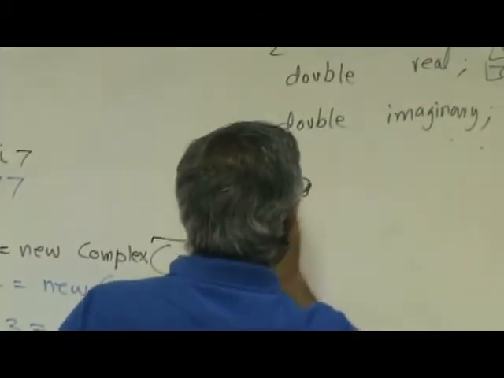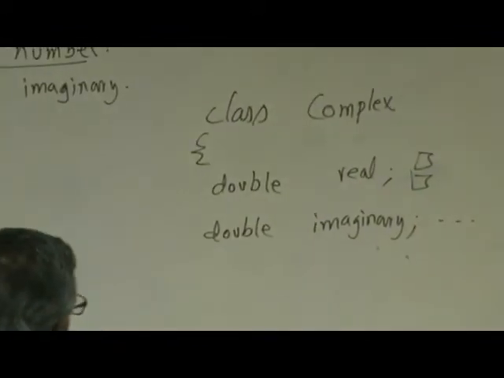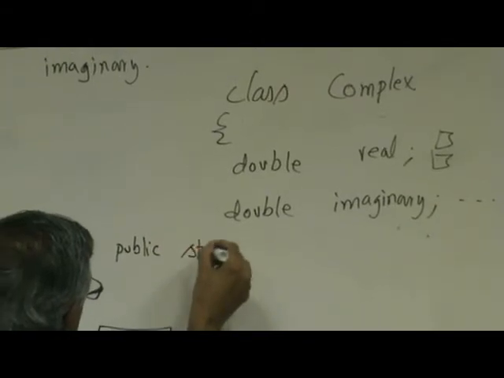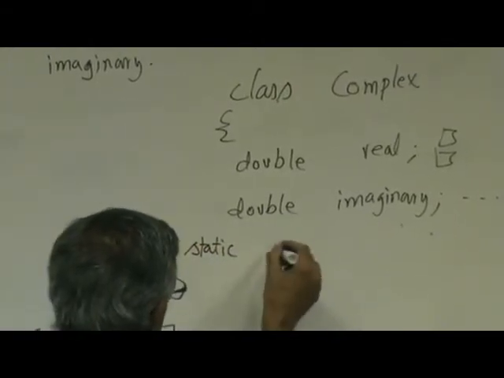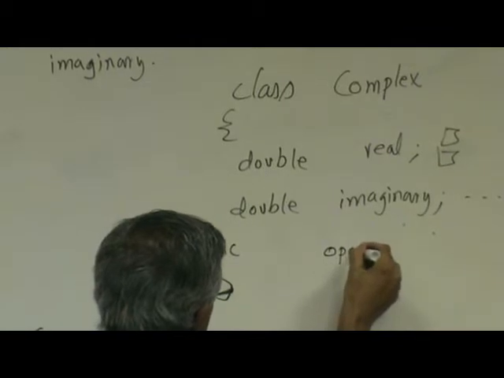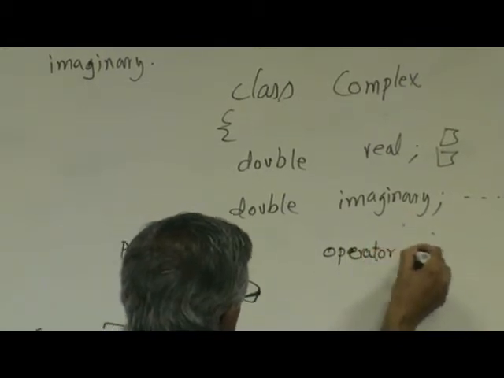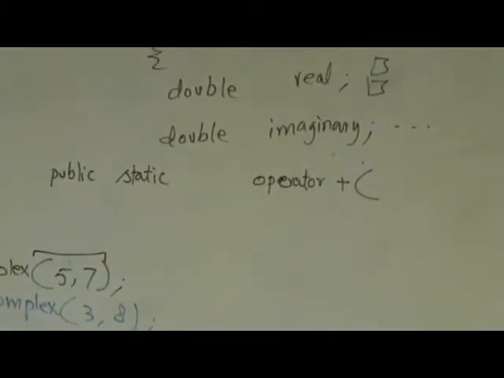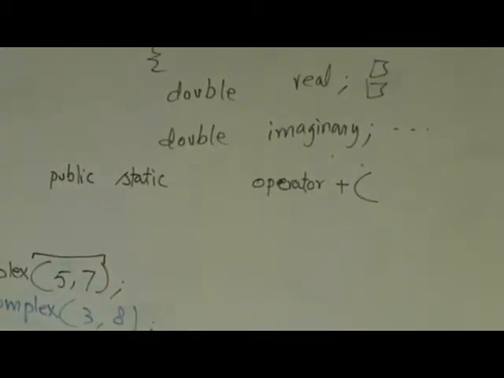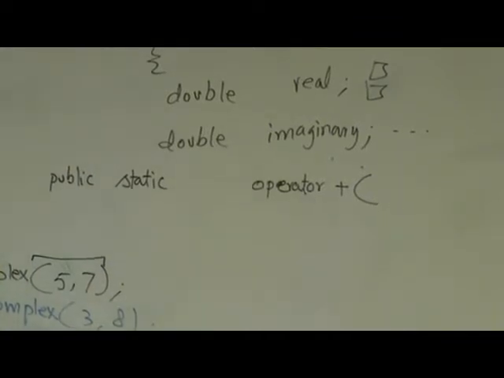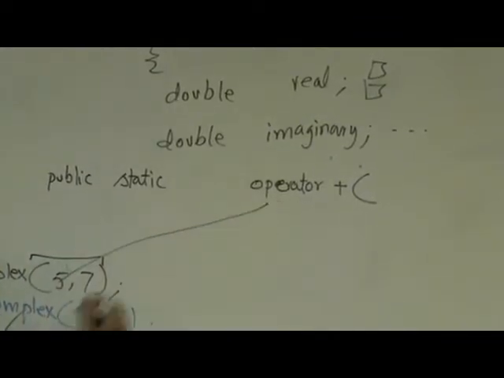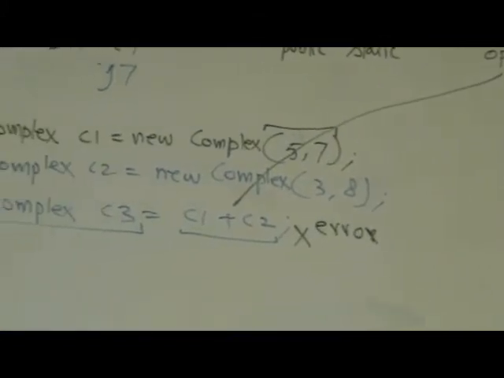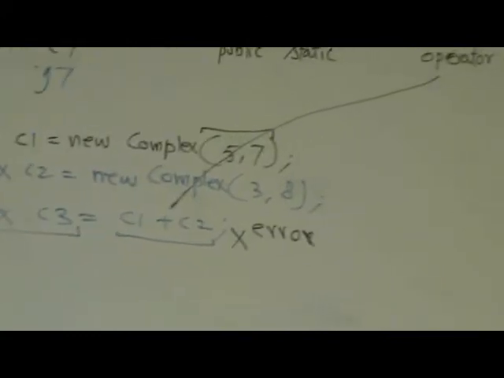So let's go over here now. And let's add a method inside of our class, public static operator plus. So that's the syntax. Operator plus is the name of the function, meaning this plus will correspond to this over here, okay? Now when we add two complex numbers, what will be the reply?